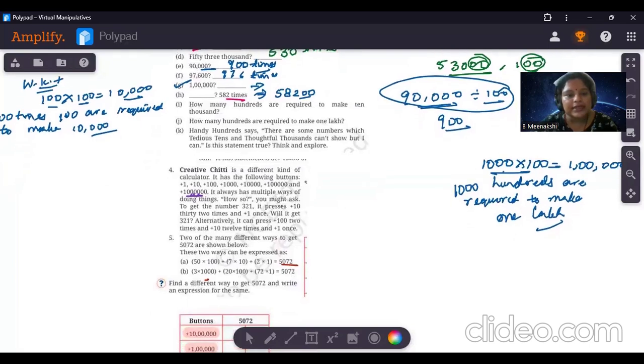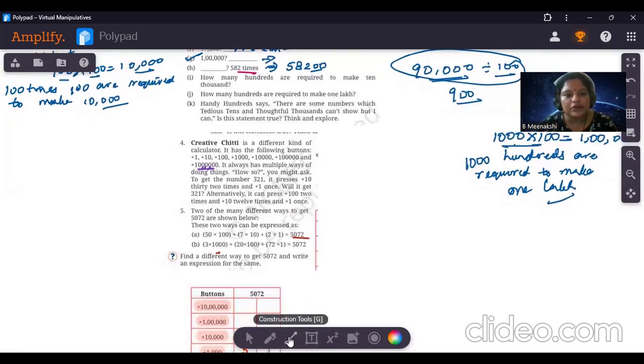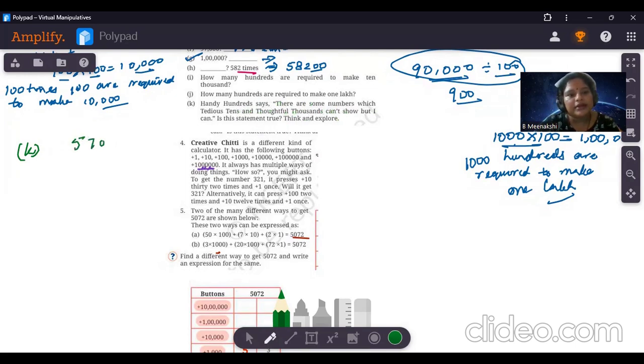Now, let us see one more question. What is given in K? Handy 100 says there are some numbers which tedious tens and thoughtful thousands can't show, but I can. Is this statement true? Let us try to think. Suppose there is a number 5700. Of course, we can display this 5700 in the tens calculator, but we need to press 10 570 times, which is a huge number.